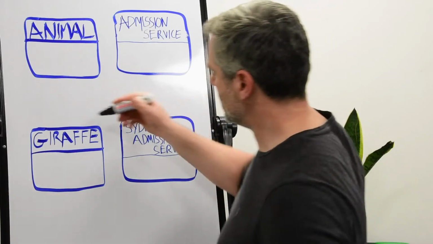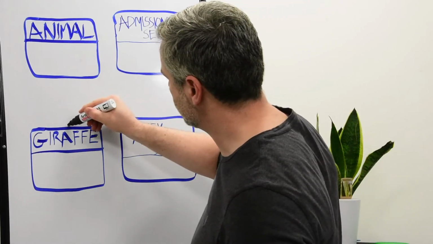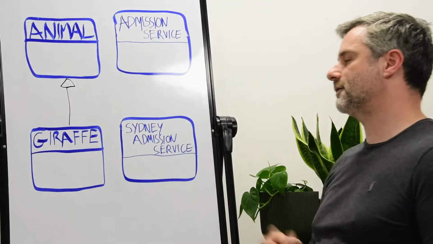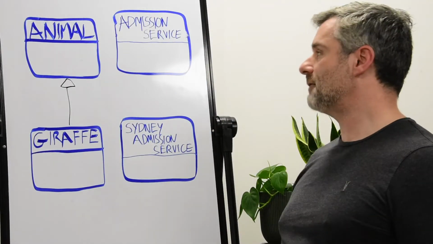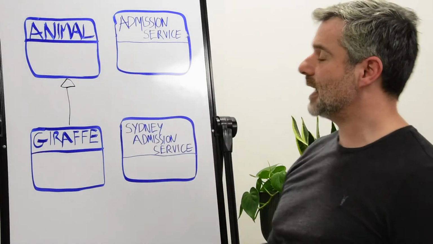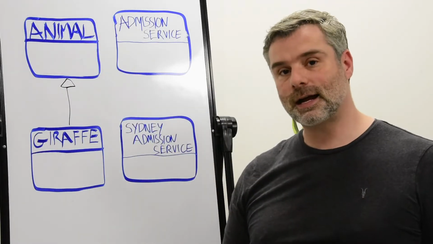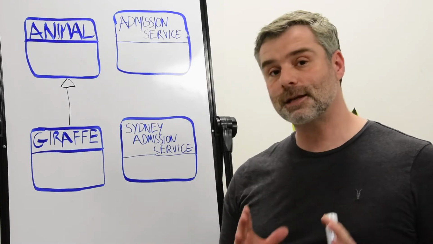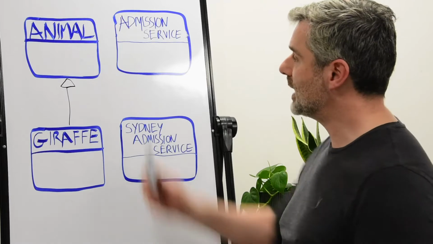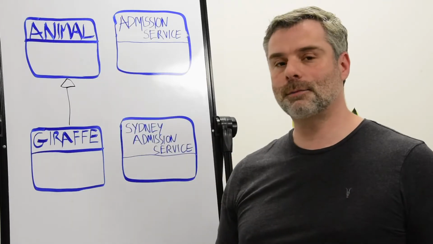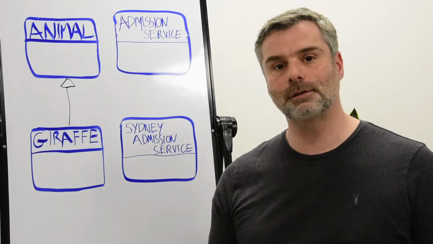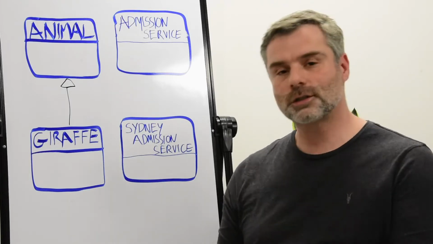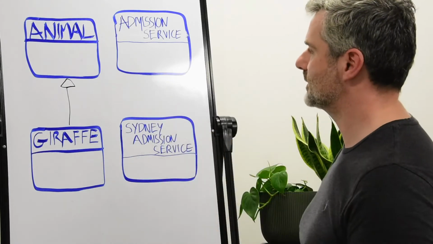So let's draw in our lines of inheritance here. Solid line and open arrow, meaning a giraffe is an animal. Giraffe extends animal. And in this case, animal is an abstract class, meaning it can't be instantiated in and of itself. And that makes perfect sense, because an animal can't possibly be an animal unless it's a specific kind of animal, right? There's no such thing as an animal that's just an animal. It's always got to be a certain kind of animal.